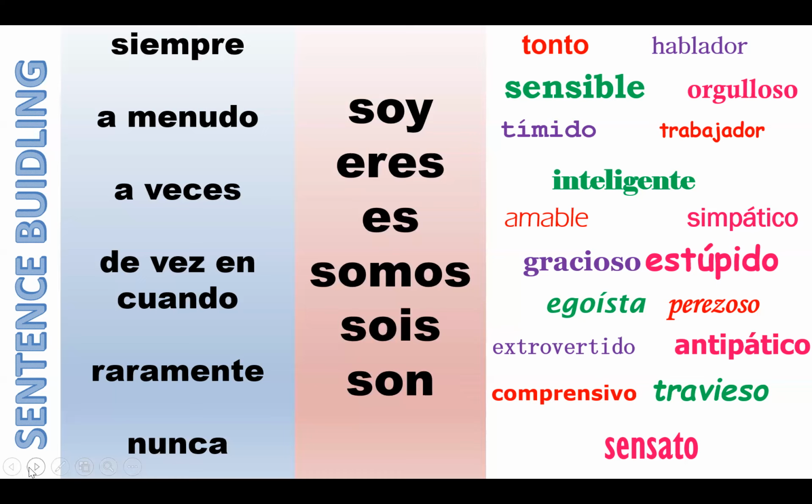Now, before you scribble, notice that the words are deliberately placed in front at the left-hand side before the verb. So to say I am always shy, you are literally saying always I am shy. Siempre soy tímido. Let's try a couple more, shall we? From time to time, I am stupid. De vez en cuando soy estúpido or estúpida.